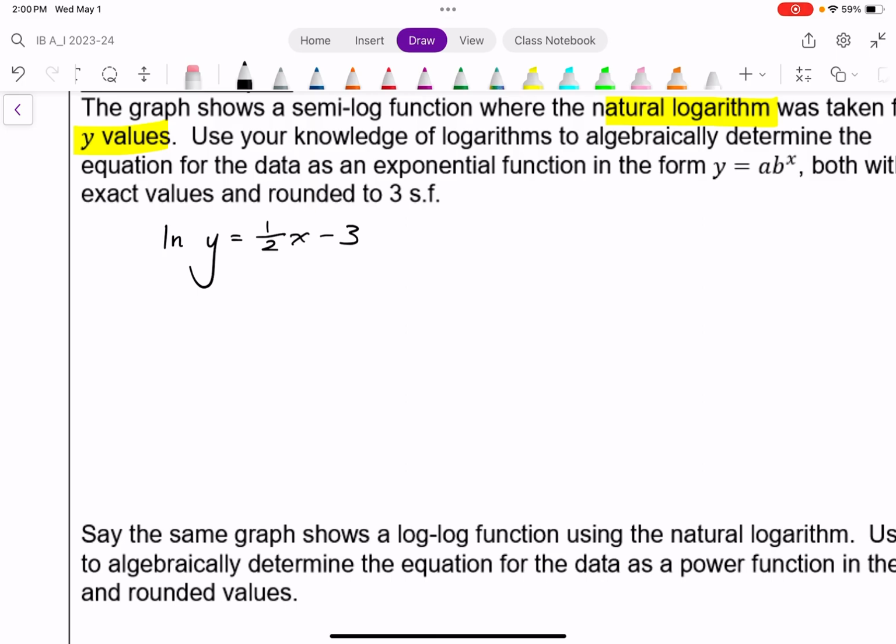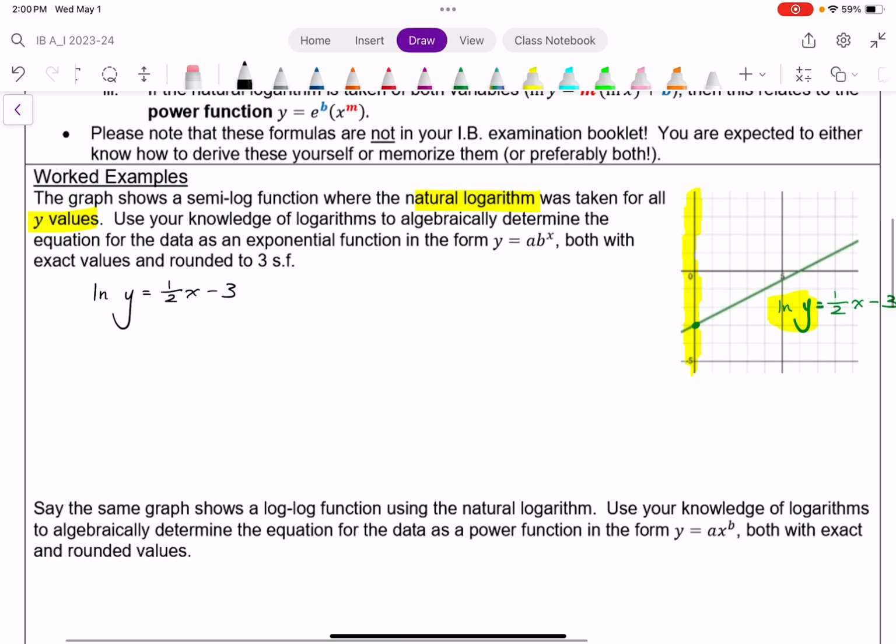All right, so that's actually what this is showing. If every y value has had the natural logarithm taken of it, well, I can write this using what we've learned about logarithm laws and rules of exponents. I can write it as a power function, as an exponential function in the form a times b to the power of x, where b is the base of this exponential function. How can I do that?